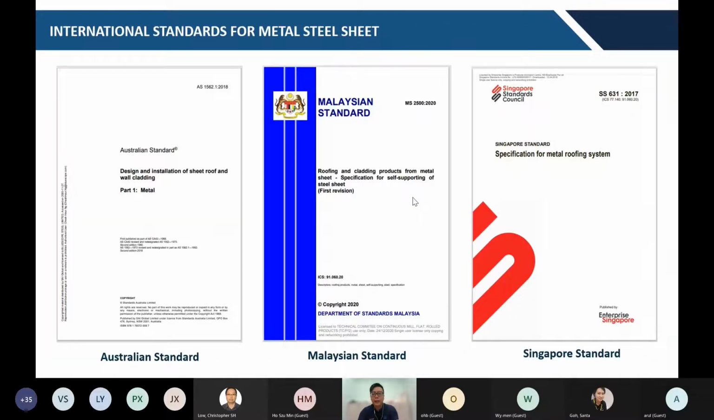Okay, in fact, in the market, there is not only one international standard to guide us to choose the right metal cladding products and install them correctly. There are a few codes that play the role of assisting us in choosing a good metal roof and wall cladding product, such as Australian Standard 1562, Malaysian Standard 2005, and Singapore Standard 631. These are good guidelines for the designer when metal cladding is used in a project. In today's session, we'll focus on AS 1562 and MS 2005 only. We shall arrange another session to talk about SS 631 if the response from the audience to this topic is welcome.